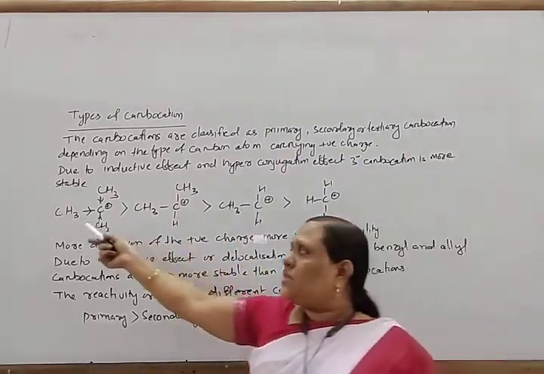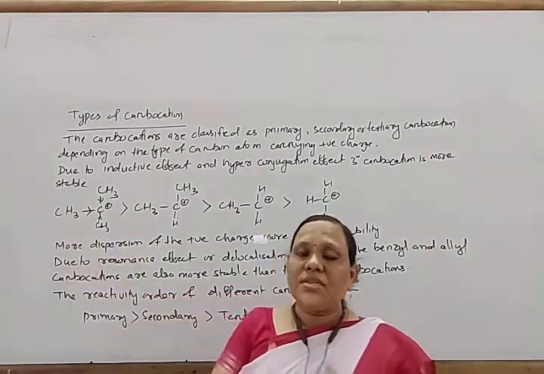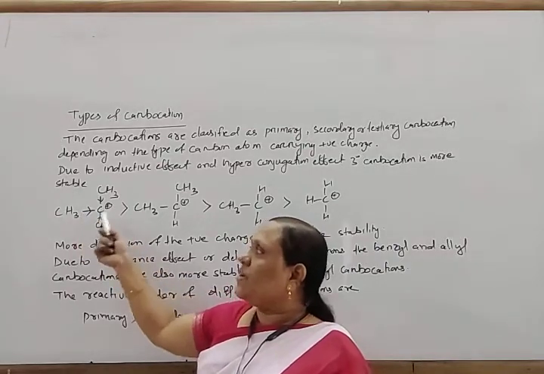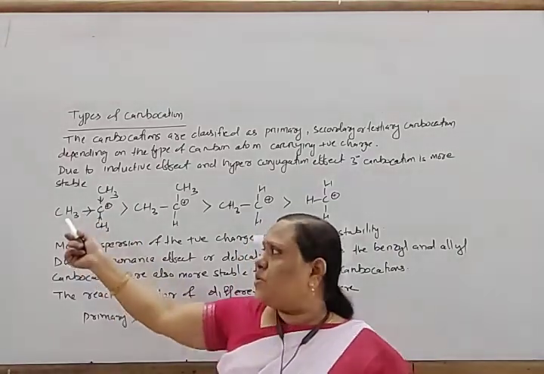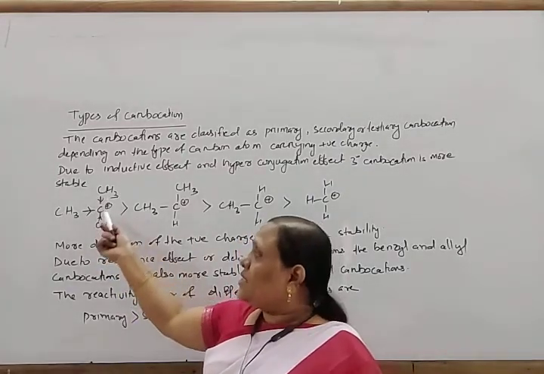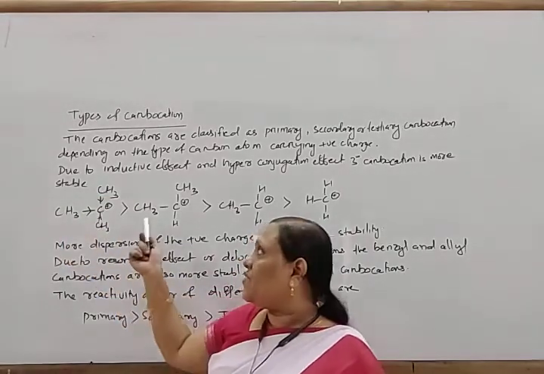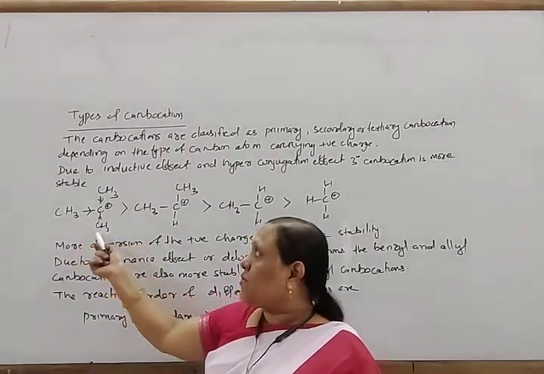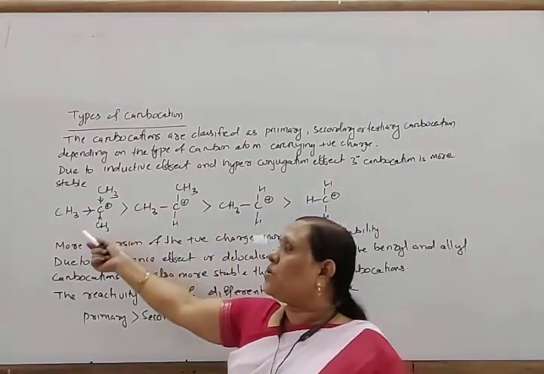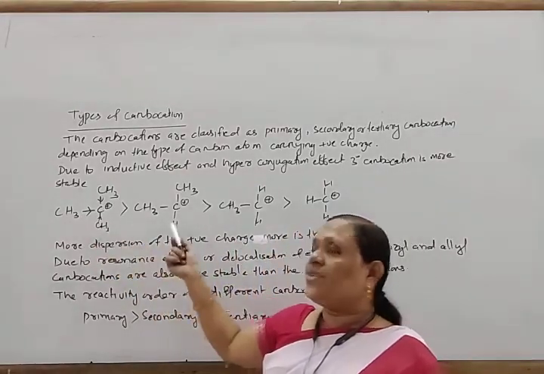The more the dispersal of the positive charge among the alkyl groups, the more the stability. So the more the inductive effect, the more the stability. Similarly, due to the hyperconjugation effect, the tertiary one has more hyperconjugative structures than the others. It carries 9 hydrogens, here there are 6, here there are 3. So there are more hyperconjugation structures here, and this one is more stable than this and than this.